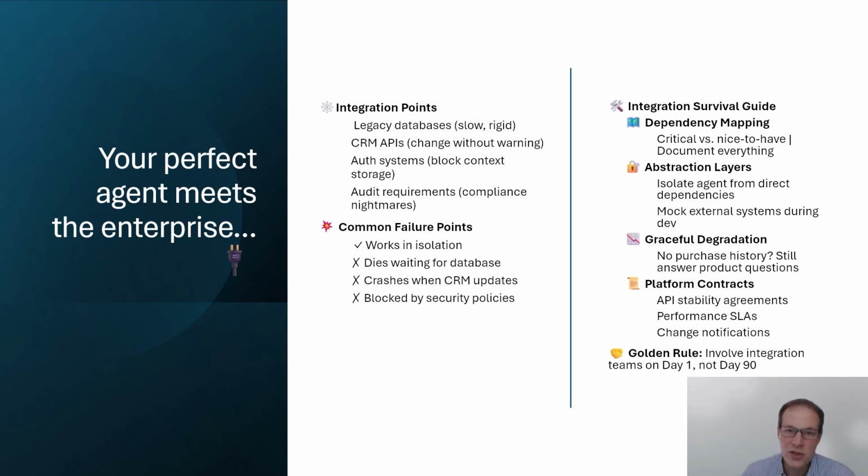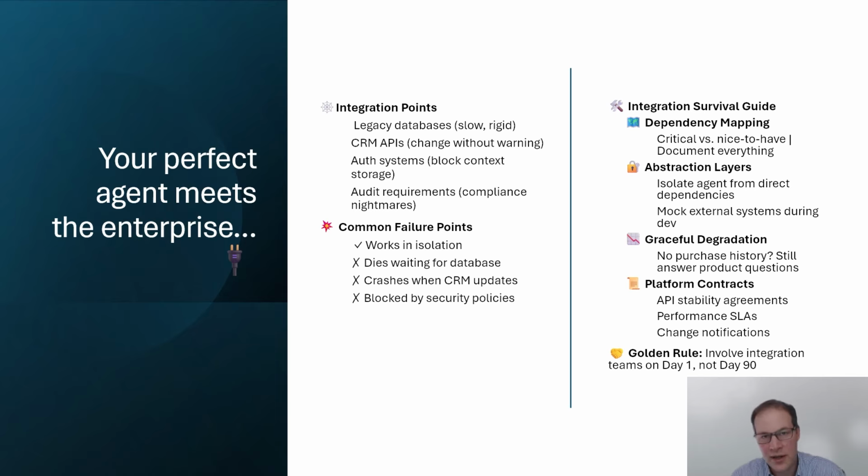You have to manage the integration complexity by treating your agent as part of the ecosystem and not standalone. Map the dependencies early, identify the critical versus nice to haves, and create abstraction layers that isolate your agent from direct dependencies. You have to be able to block external systems during development.